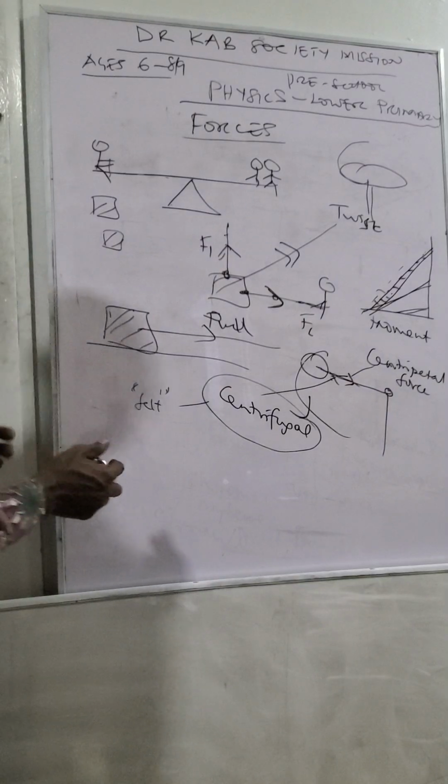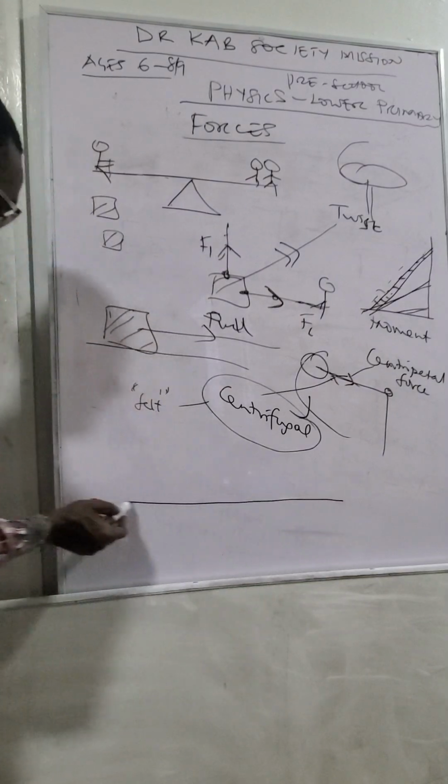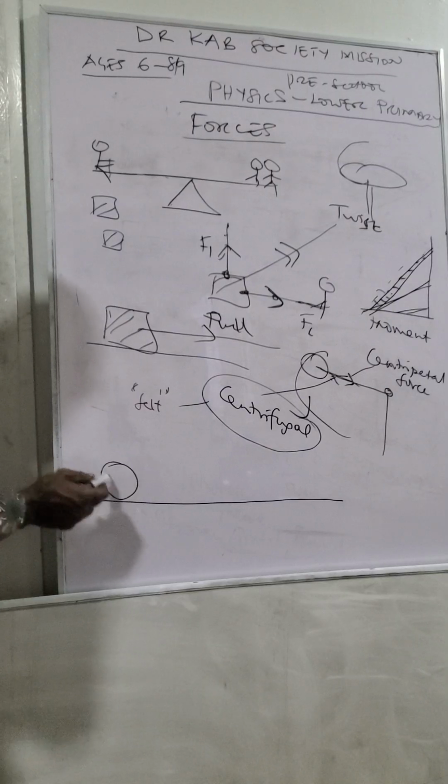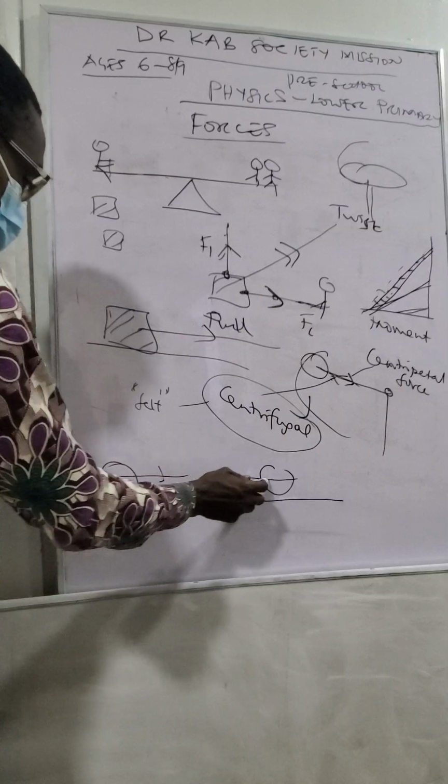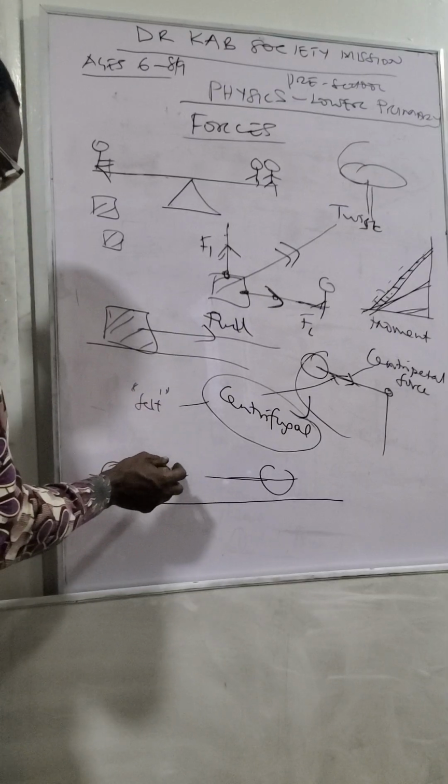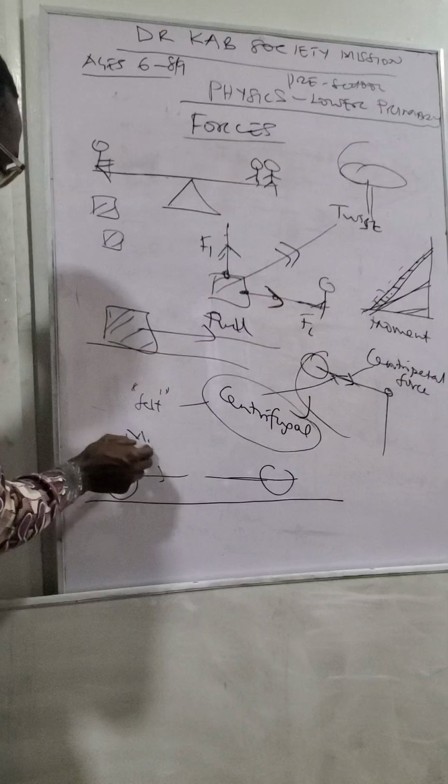Now we can also have balls like that. Another ball. One person rolls this one, the other rolls that one. Then they will collide. So at this point, we are looking at momentum.